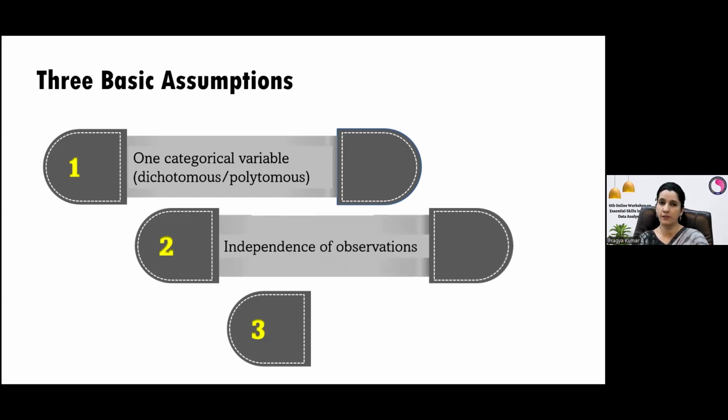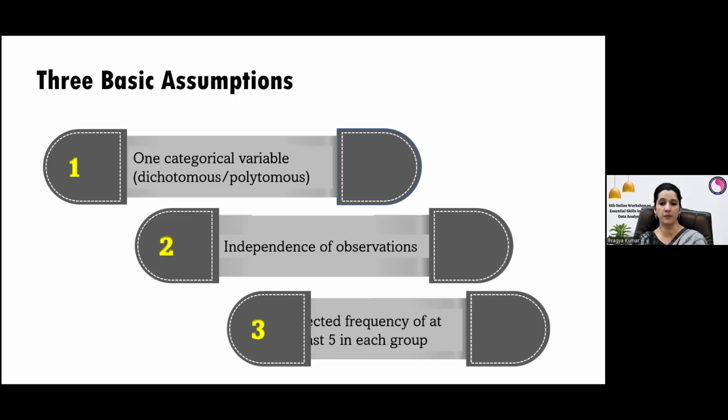Second, there should be independence of observation. We talked about independence of observation: if you have counted one individual once, you will not count the same individual again in that group. Or the people whom you are recruiting should not be related, like husband and wife, twins, or siblings, if your research question does not involve such study participants.